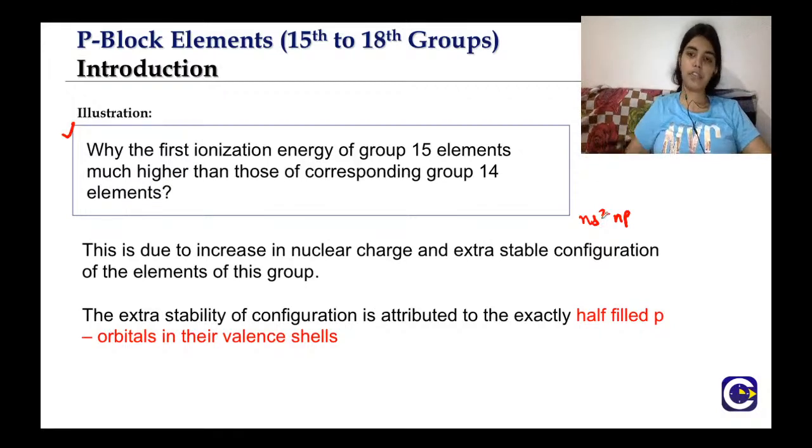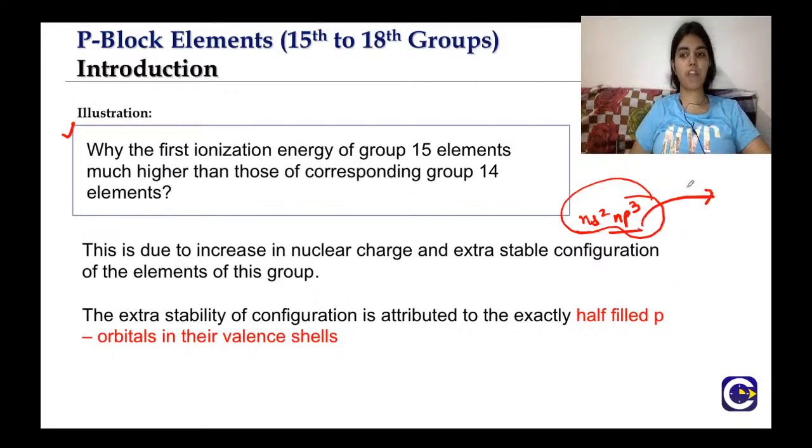Group 15 elements have ns2 np3, which is exceptionally stable. If you want to remove an electron from a stable configuration, it takes a lot of energy. But group 14 has the general electronic configuration np2, which is not as stable as the half-filled configuration, so it can easily lose electrons, and the ionization energy is less here.